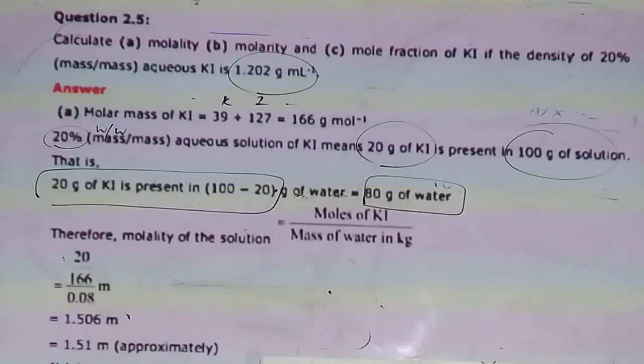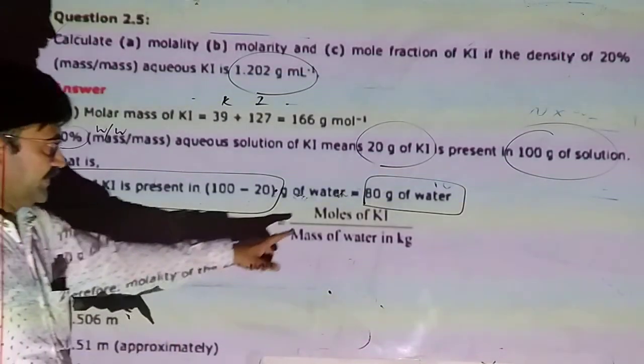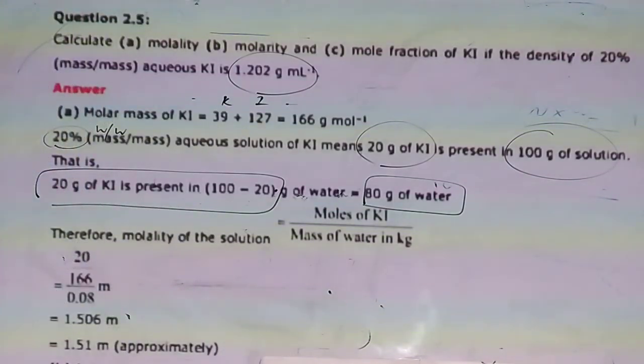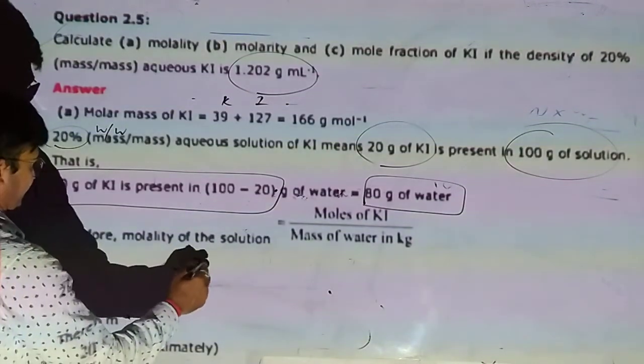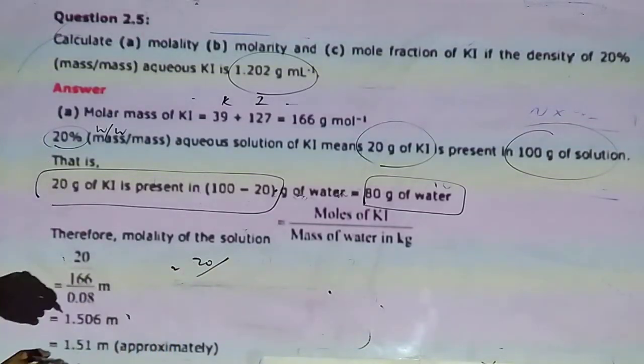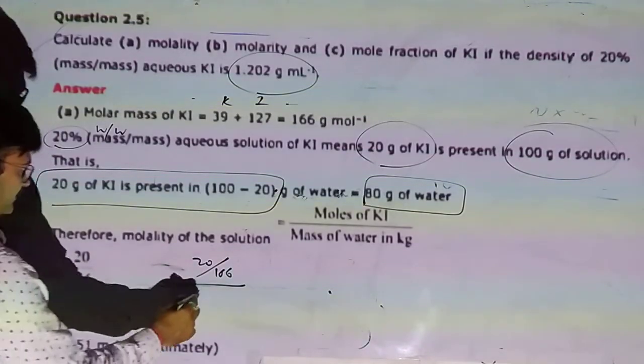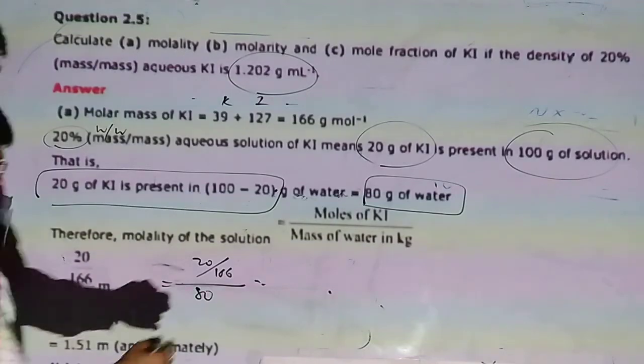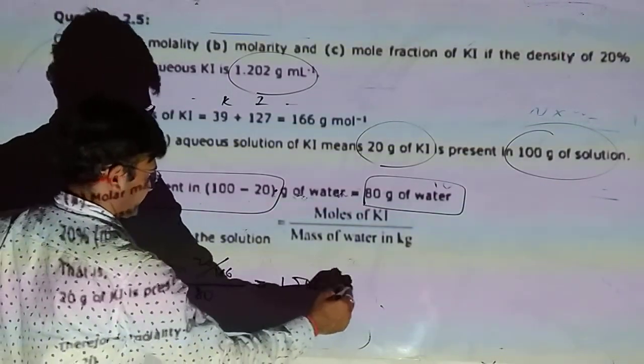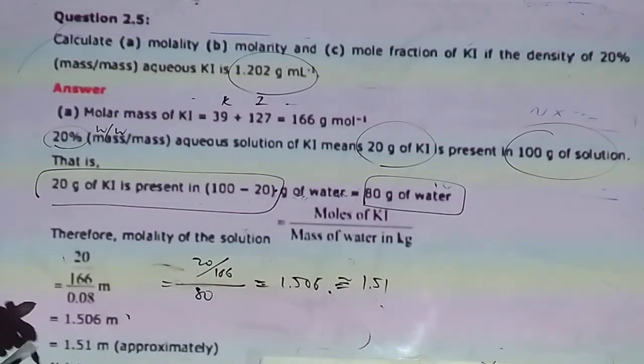So the formula of molality is moles of KI upon mass of water in kilogram. So 20 gram of KI divided by 166, and the mass of the water is 80 gram. So molality is 1.506. Rounding off, the value is 1.51.